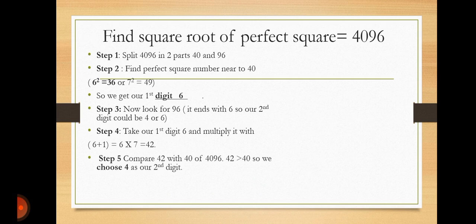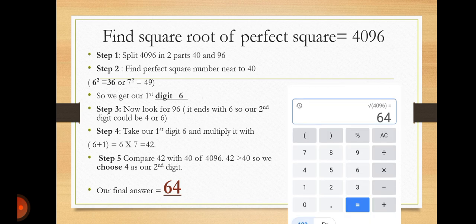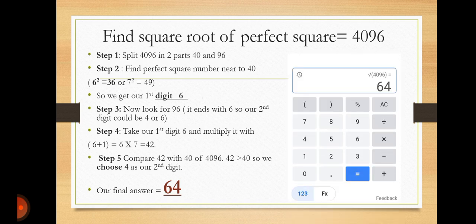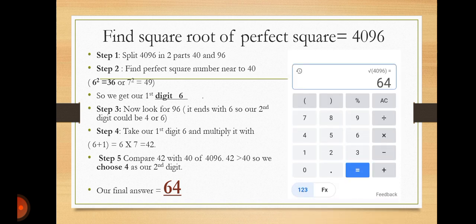So we will choose the smaller digit, out of 4 or 6, we will choose the smaller digit, that is 4. So our final answer for the square root of 4096 is 64. Let's check with Google Guru. It's same. Now we have discussed 4-digit perfect square numbers, and we will be getting only 2 options.